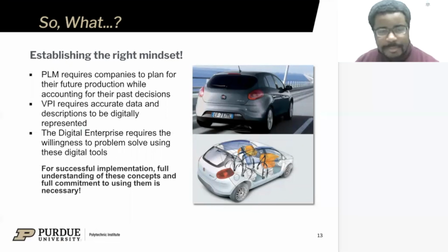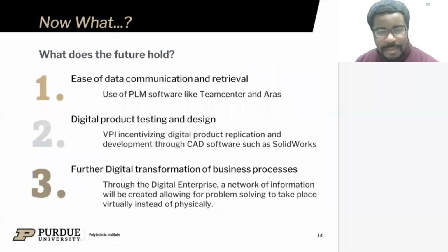An example of implementing these strategies well is that of the company Fiat and their development of the Fiat Bravo. A full, optimized digital transformation took place, and the result was a shortened development cycle, reduced development costs, and overall improvements to the cars. In regards to the future, there are a few things that engineers can expect. In essence, there will be an ease of data communication and retrieval through the use of PLM software like Teamcenter and Eris.